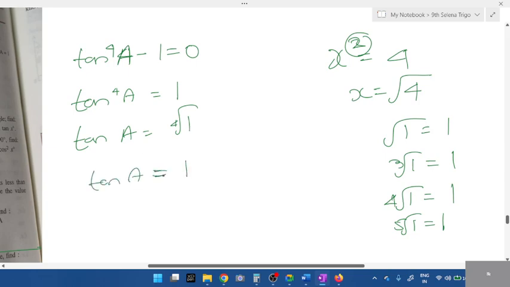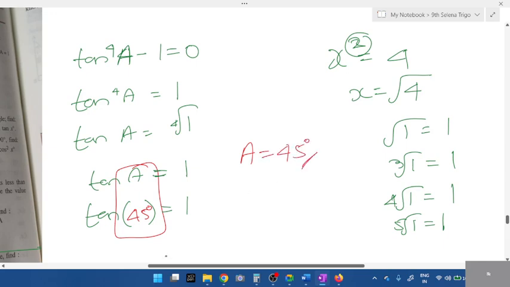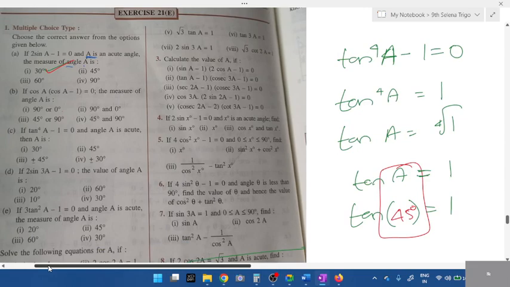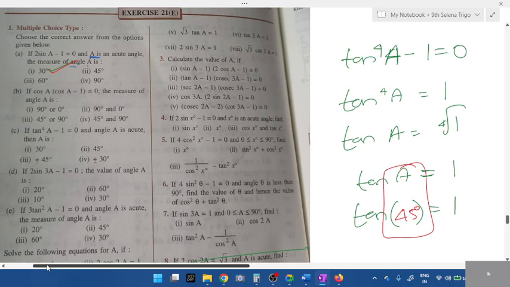Now think and answer. Compare left hand side, right hand side. Tan of what value will give 1? Tan of what degree? Very good. Tan 45 is 1. So what is angle A? 45. Which option is that? Option C, 45, students. Option C is the second one, 45 degree.